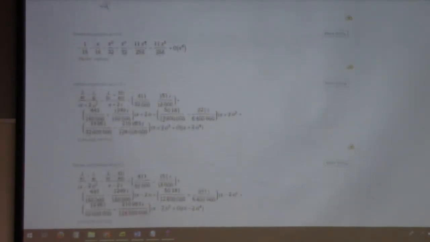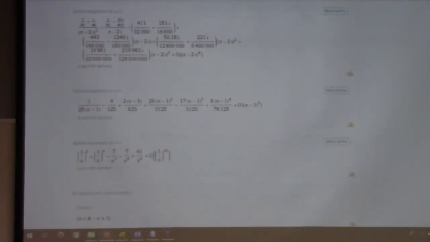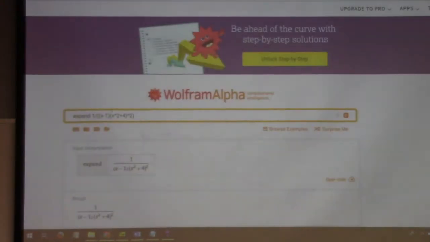Sometimes I have to fuss with it a bit. Well, thanks for nothing. You're dead to me, Wolfram Alpha. All right, let's try that again. How about partial fractions?